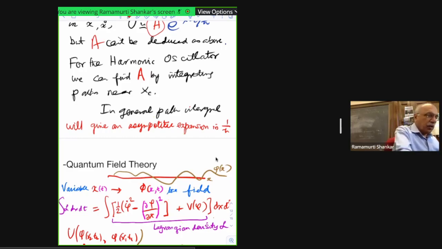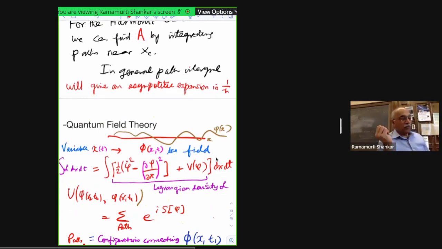So a brief interlude on quantum field theory, or I should say relativistic quantum field theory. You live in one dimension, that's the field phi of x.